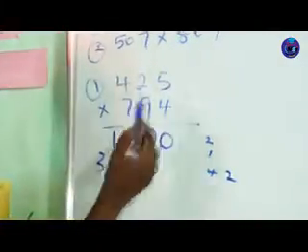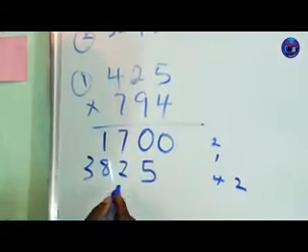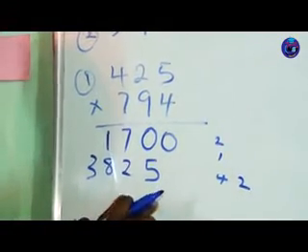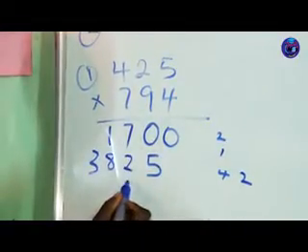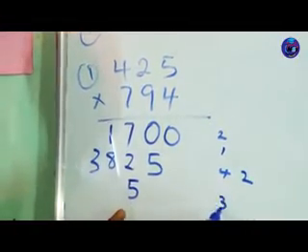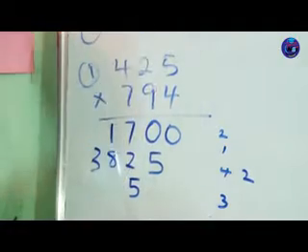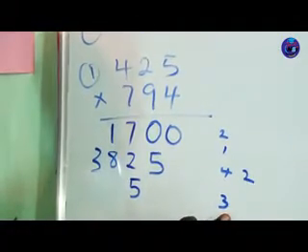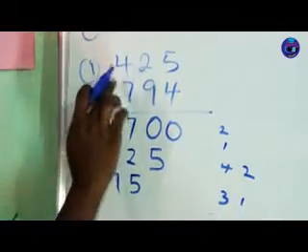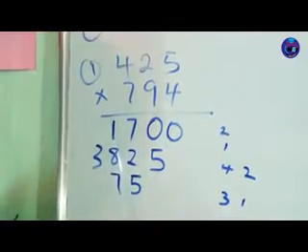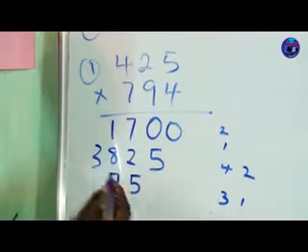Now 7 times 5, 35. I'm not writing the 5 here, I'm writing it here. 7 times 5, 35. Write down 5, lift 3. 7 times 2, 14. 14 plus 2, 17. Write down 7, lift 1. 7 times 4, 28. 28 plus 1, 29.